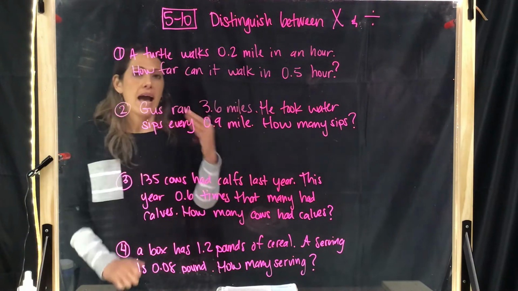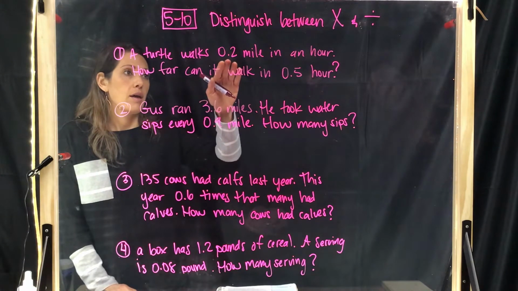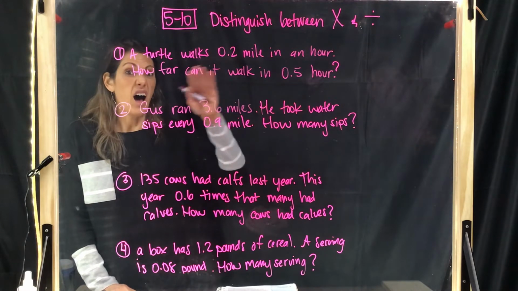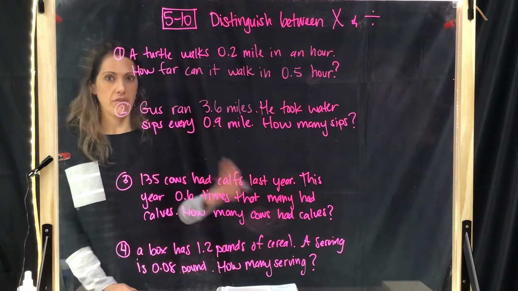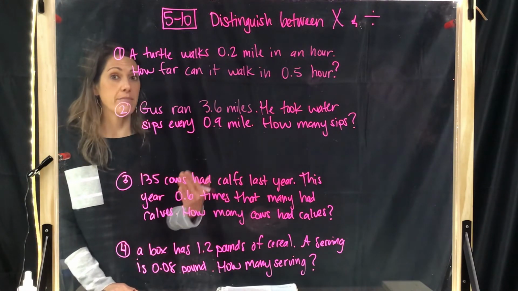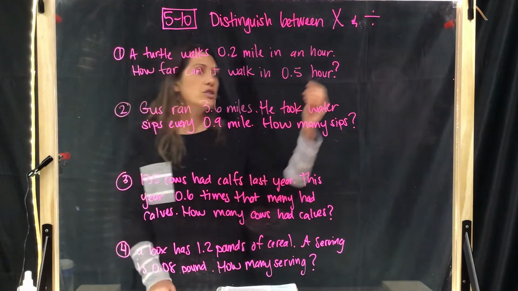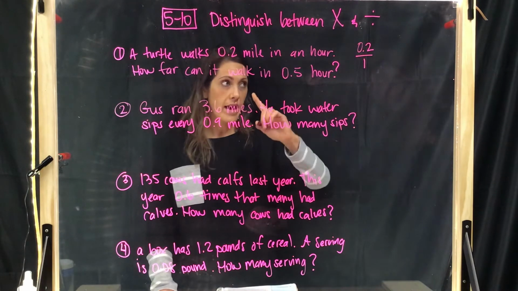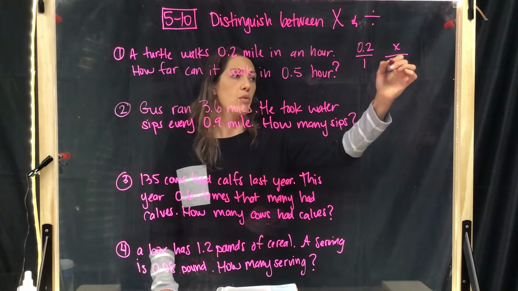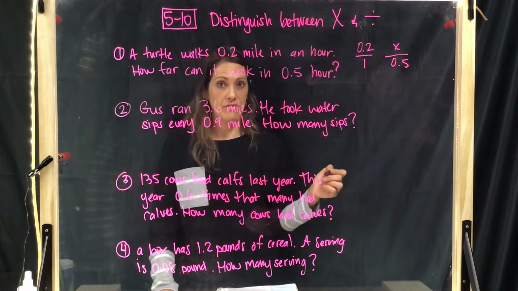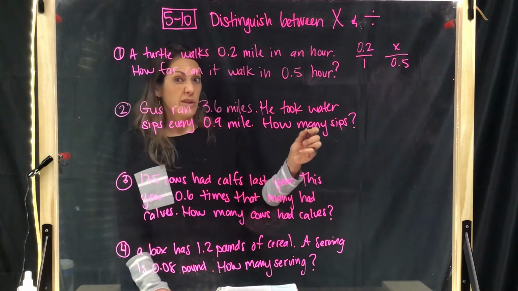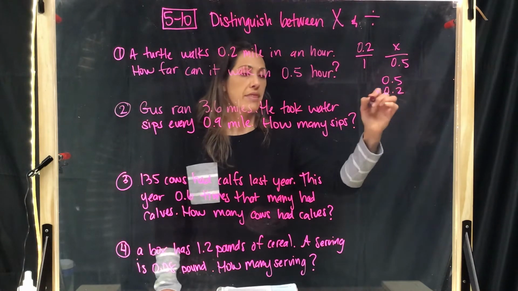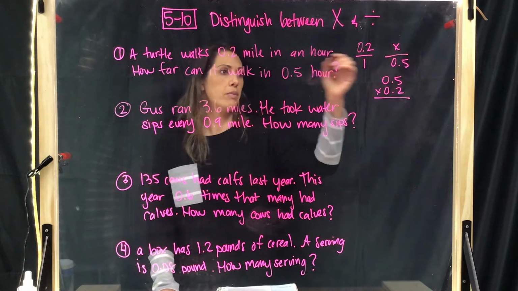To get our answer, the question is asking you, what is 5/10 of 2/10 of a mile, which is how far he can walk, and of means multiply. So if this is what he walks in 1 hour, I want to know what the turtle can walk in half of that amount of time. So I'm going to multiply 5/10 times 2/10.